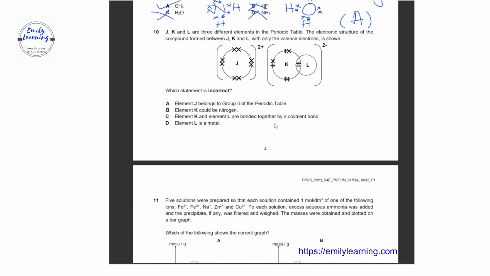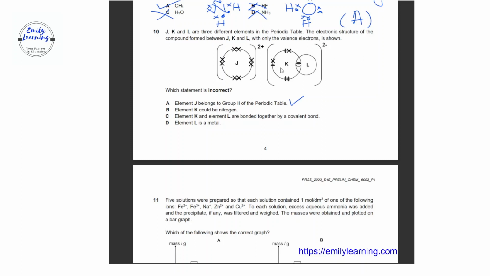Moving on to question 10, J, K, and L are 3 different elements in the periodic table. The electronic structure of the compound formed between J, K, and L with only the valence electrons is shown here. So J, K, and L. Which statement is correct? So J belongs to group 2, very likely, because it forms a cation with a charge of +2. So J belongs to group 2. Agree. Next, element K could be nitrogen.